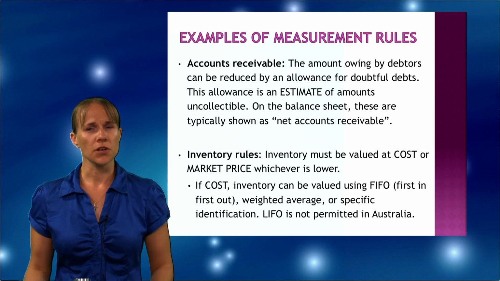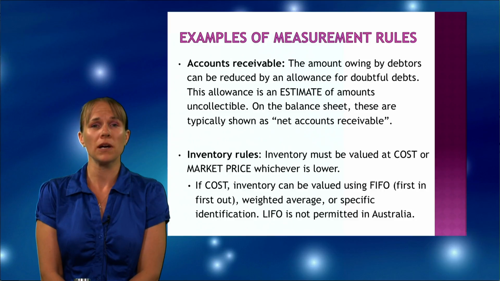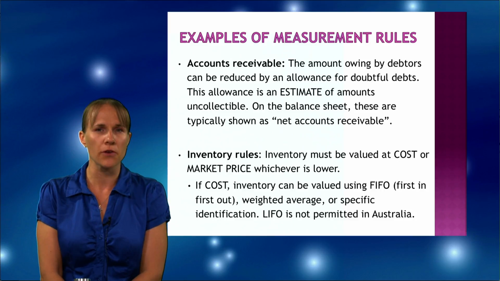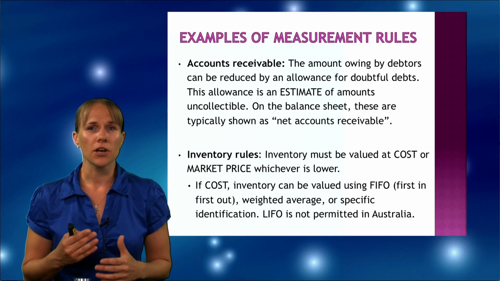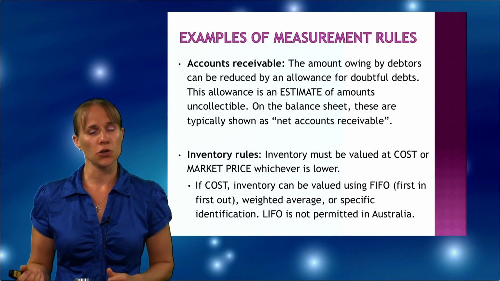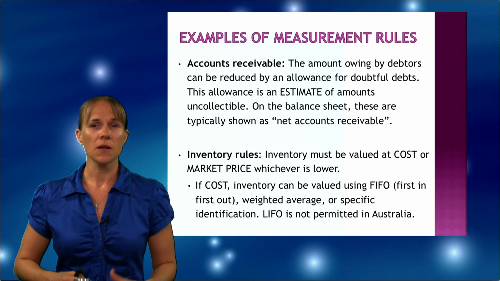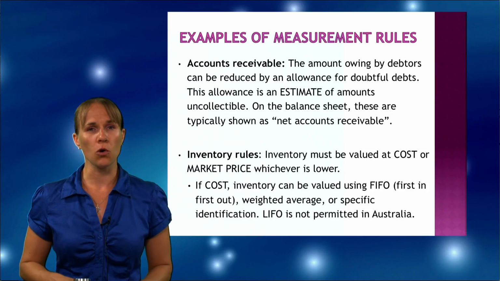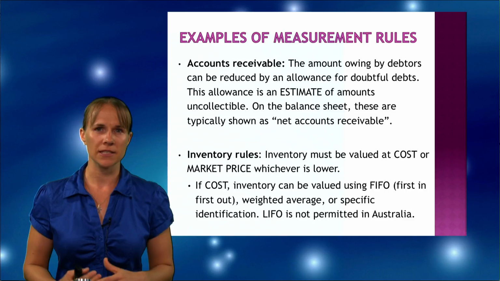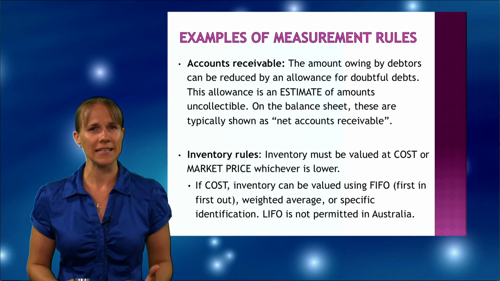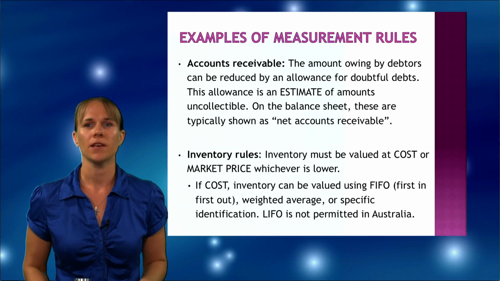Inventory rules. Inventory must be valued at cost or market price, whichever is lower. So we're being conservative. In accounting, we do have a conservatism principle. If it's cost, then our inventory can be valued using FIFO, which is first in, first out, also weighted average, or specific identification. There is a method called LIFO, but it's not permitted in Australia. It's illegal, so we can't use that one. In America, yes. Australia, no.